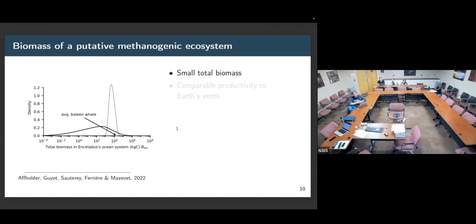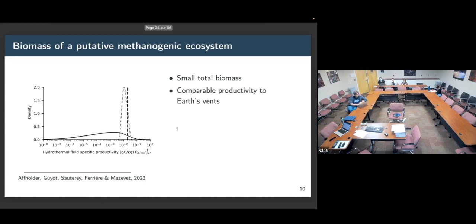That would be the entire mass of carbon in biomass for the entire Enceladus ocean. So very tiny. But in terms of productivity, here I show the production of carbon biomass per unit of hydrothermal fluid, so sort of hydrothermal fluid specific biomass production.